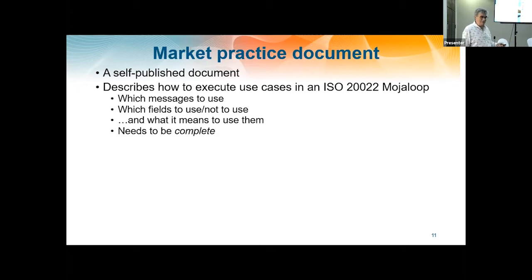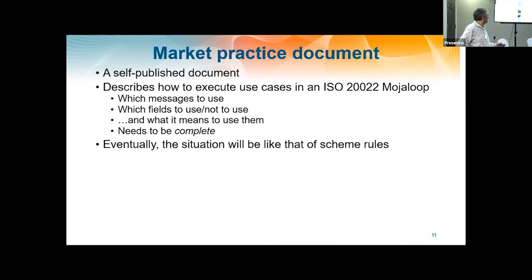It needs to be complete, i.e. it has to say, in relation to all of the fields in the messages that it uses, whether that field is mandatory, optional, or not allowed at all. So there's quite a lot of material in it, and those of you who've had the joy of looking through market practice definitions in the ISO world will recognize that they are detailed and complicated. And I think it's fair to say that the organization is still looking for a good way of representing what participants need to do in order to meet the requirements.